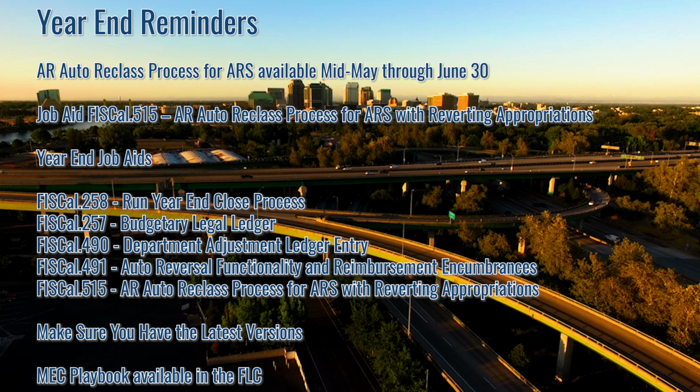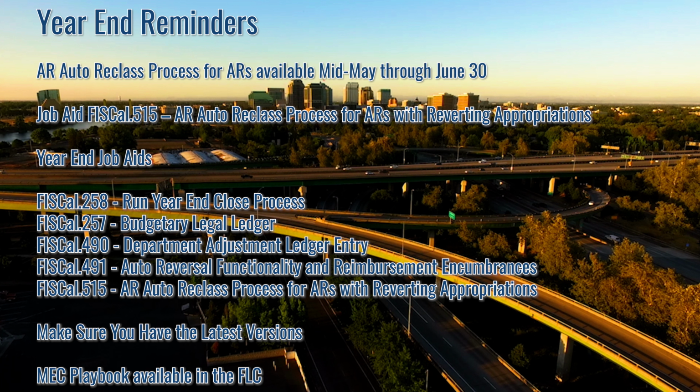And we have the AR auto reclass process for ARs with reverting appropriations. This process is available from mid-May through June 30th. As a reminder, this process is optional and it serves as an automated tool to assist departments in identifying, liquidating, and reclassifying AR items to deferred receivables. You may also refer to Finance's year-end accrual entries, A4 and A9, for more information on the appropriate business process to reclassify the AR items.